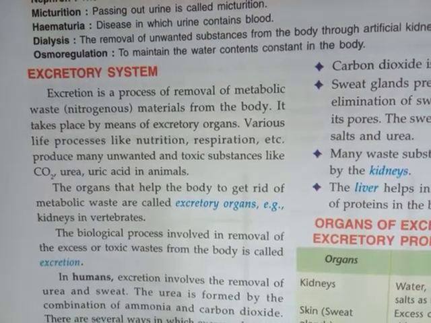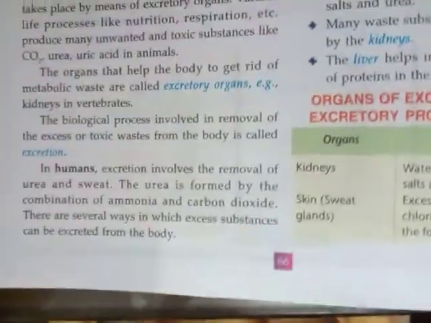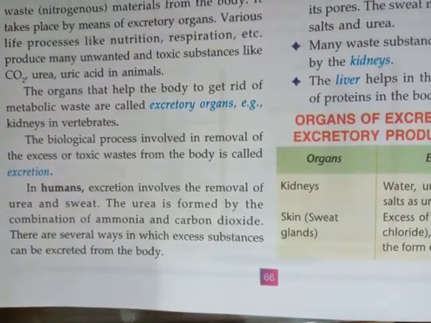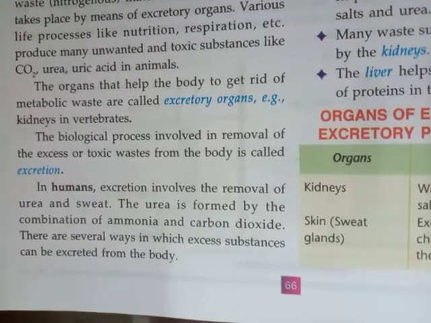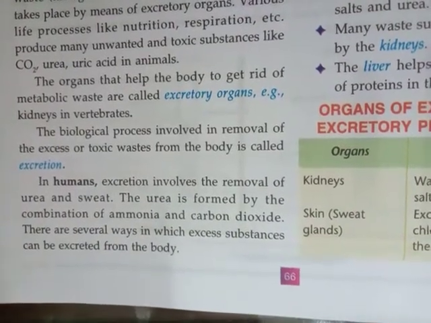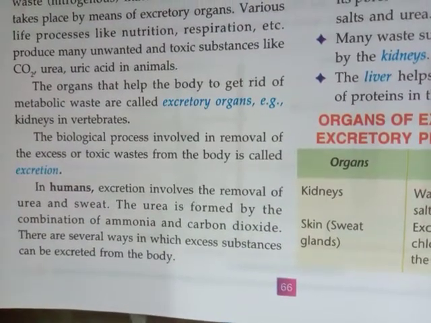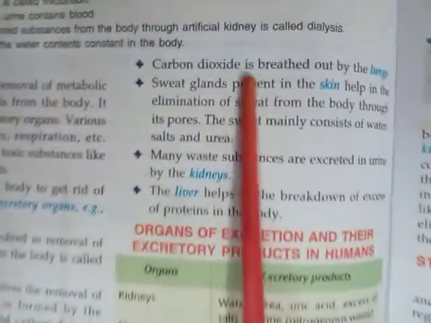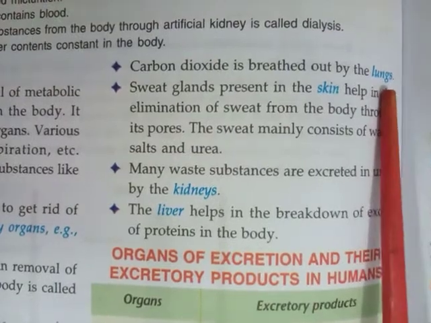In humans, excretion involves the removal of urea and sweat. The urea is formed by the combination of ammonia, which is also a nitrogenous compound, and carbon dioxide. There are several ways in which excess substances can be excreted from the body. Number one, carbon dioxide is breathed out by the lungs.